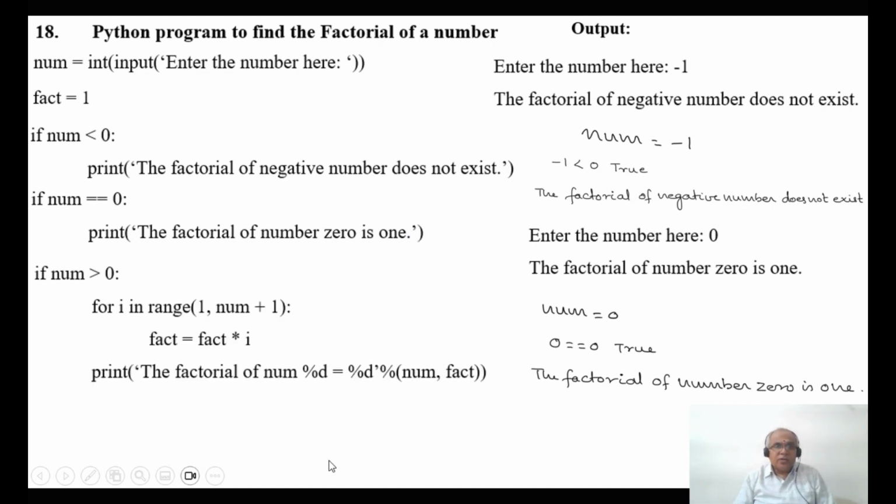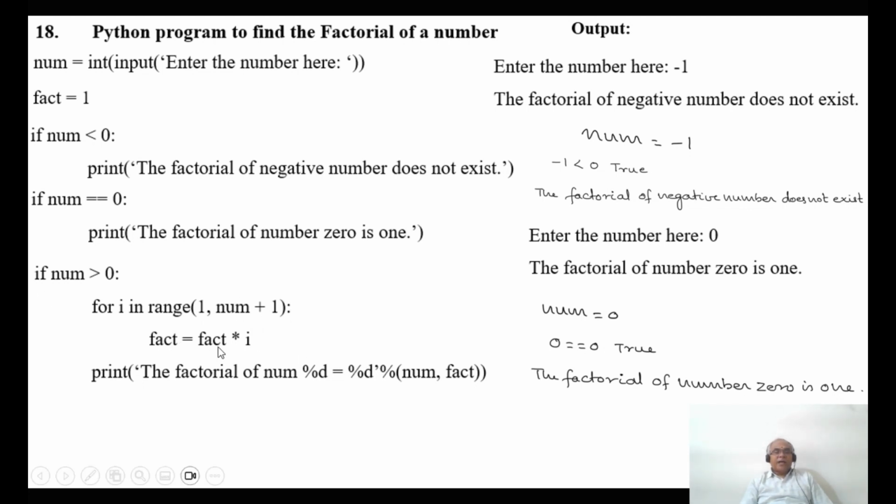Then, if I want to give a number greater than 0, if num is greater than 0, then for i in range(1, num + 1). Why is that num plus 1? Because I want to include, suppose I want the factorial of the number 5, so I have to include 5, 4, 3, 2, 1. That is the meaning of this. I want to take the 5 also, so that is the reason it should be num plus 1.